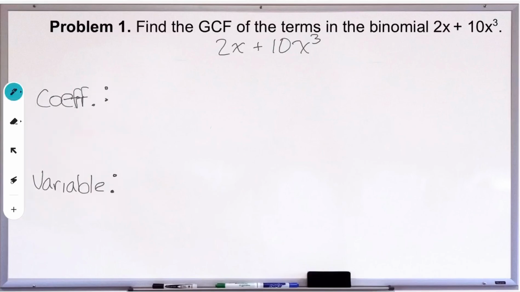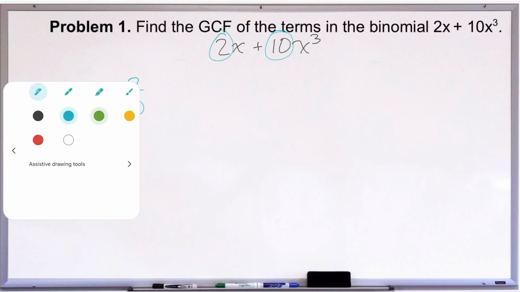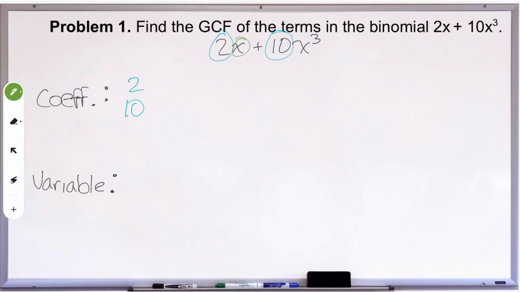So our coefficients, remember, coefficients are numbers that come before variables. They're also being multiplied by the variables. So we have 2 and 10. So I'm going to write it over here. And our variables, we have x and x cubed. So I'm going to write it over here.